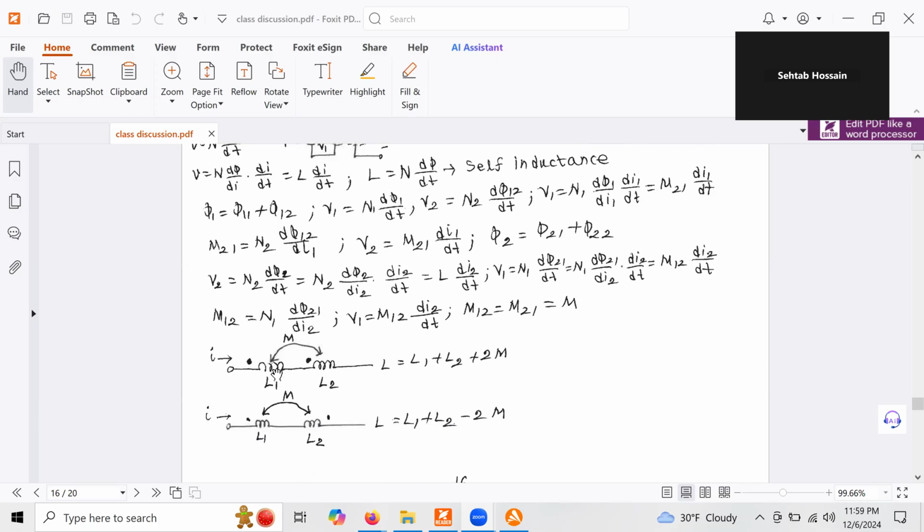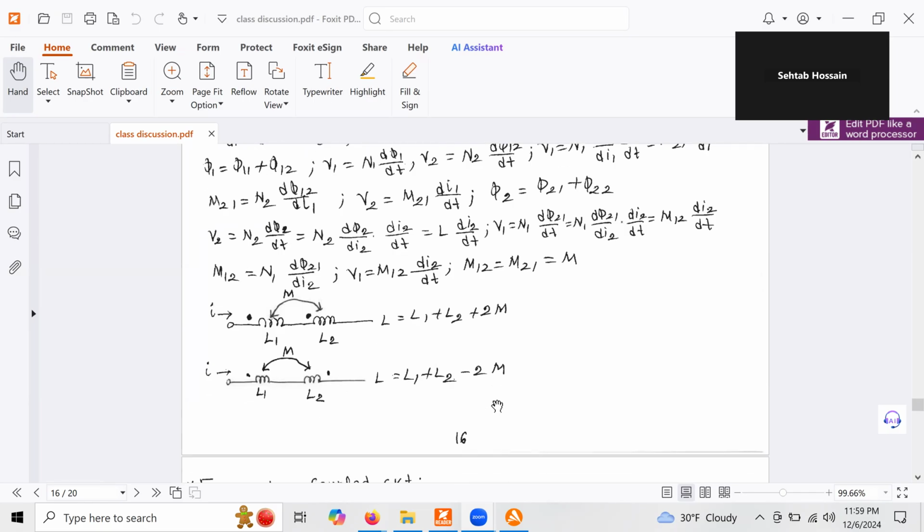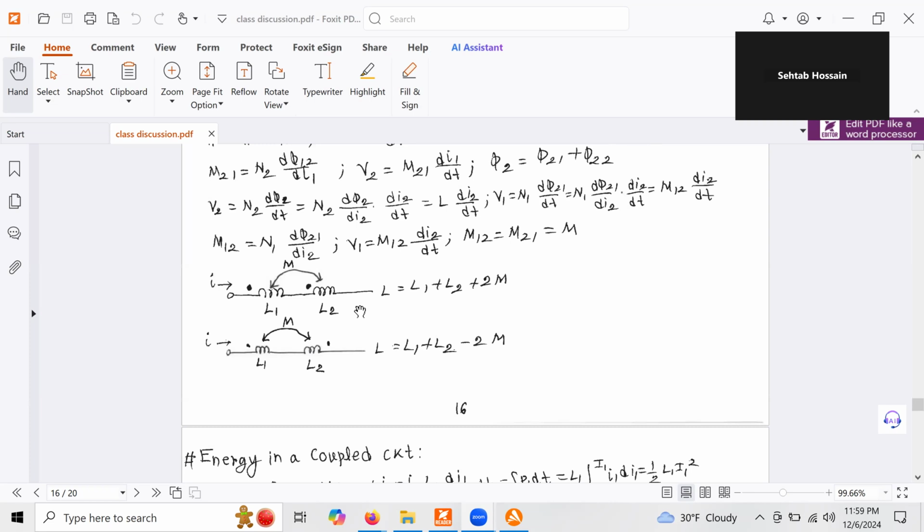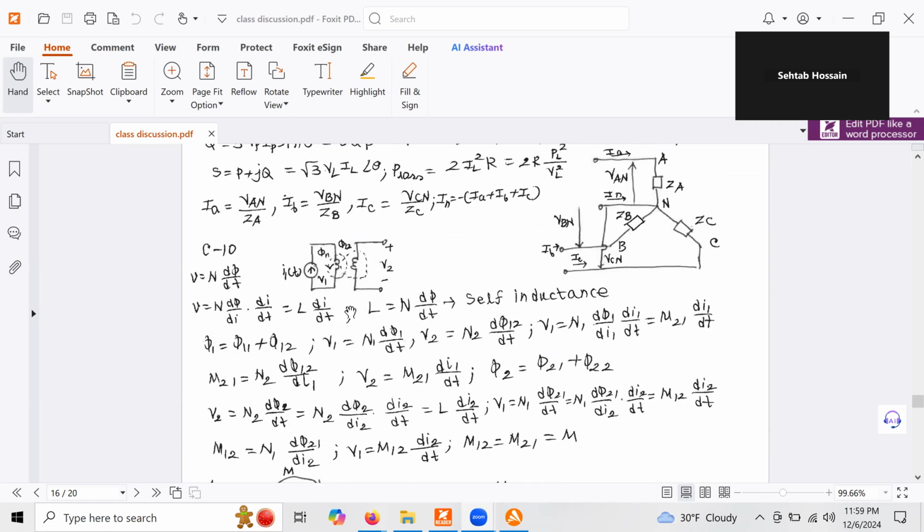So for the case of dot convention, when I is entering the dots on both sides, what will be the total inductance? We have the self-inductances L1, L2 plus 2 times the mutual inductance, because current is entering these two dots at the same time. So when current is entering one dot and exiting another dot, or the dot is on the opposite side of the current, then it will be minus. So we see that these two are a coupled circuit, and this one is also a coupled circuit.